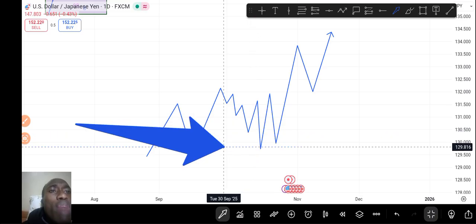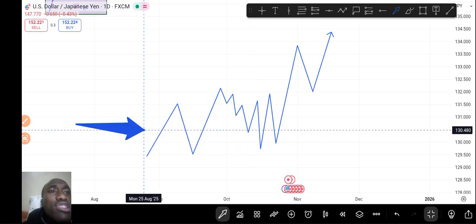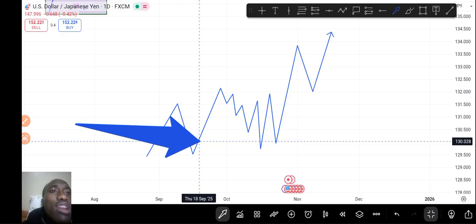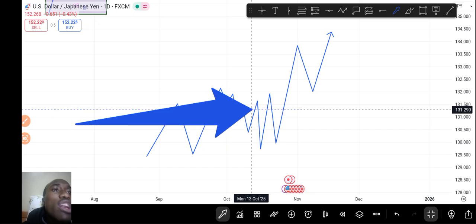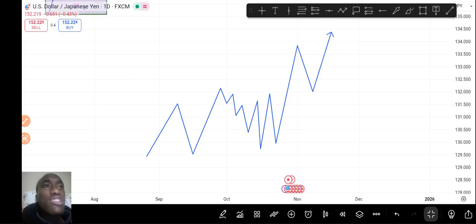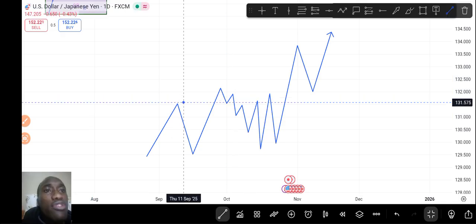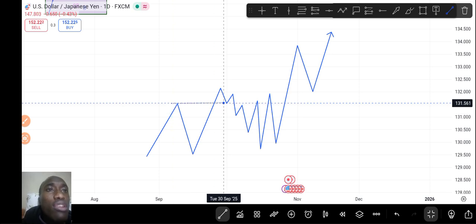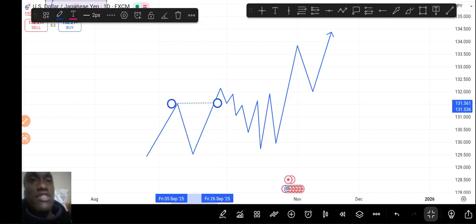Now we mark our point of interest zone here, where the price will react from at this low, either an order block or an FVG, and then we wait for a change of character. That is what I want us to talk about. Now let me mark the break of structures first. Here we have a break of structure at this point because this point was broken. This is our break of structure.